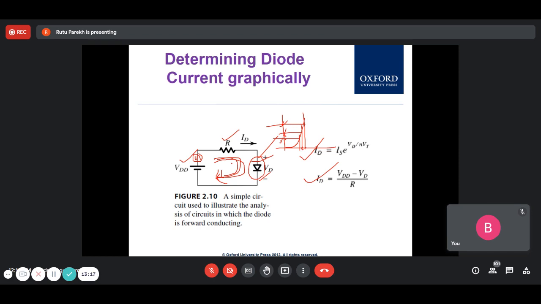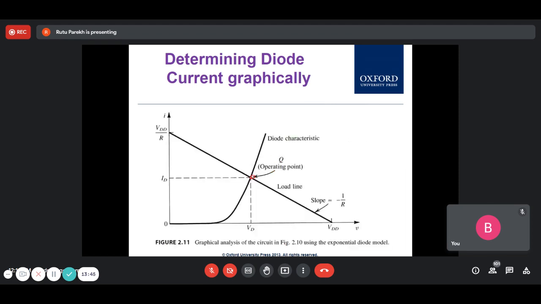Current उतना ही flow होगा जो दोनों equation को satisfy करेगा. This is an automatic natural process. We don't have to go and change, and this is your operating point. So if you are given VDD and R, by using these two equations, two variables VD and ID, two equations, two variables, you can find them out. And if you draw the graph, this point is where you will find the voltage across the diode and the current flowing through the circuit. This is the operating point.